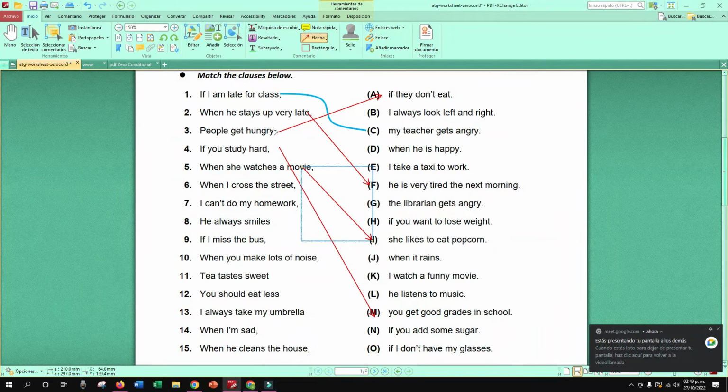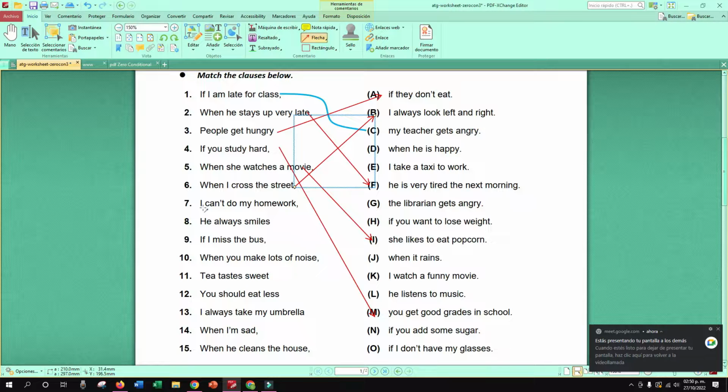B, excellent, Emmanuel, right? Excellent. So when you cross the street, when I cross, I always look left and right. Excellent. Very, very good.